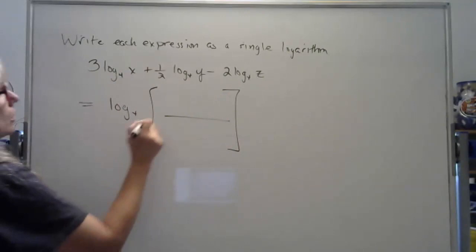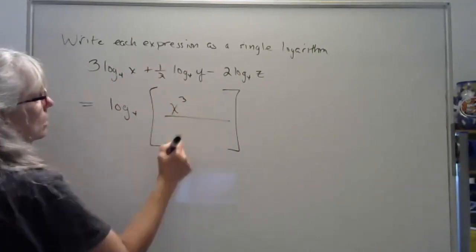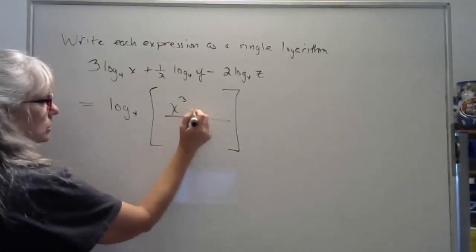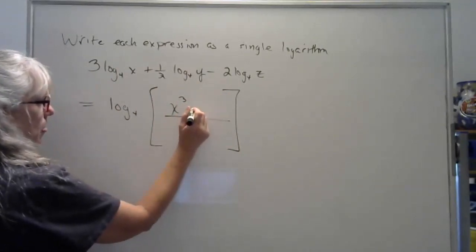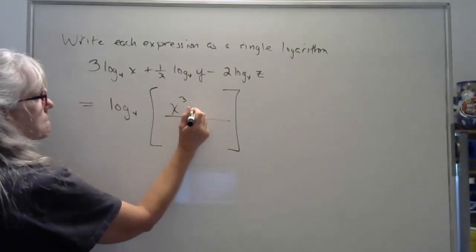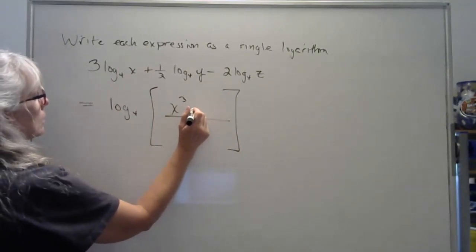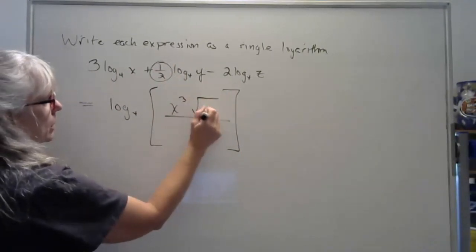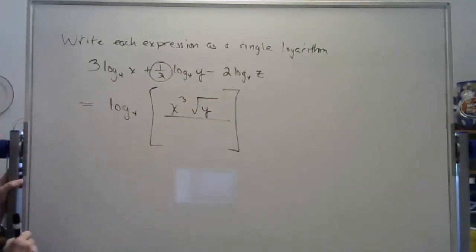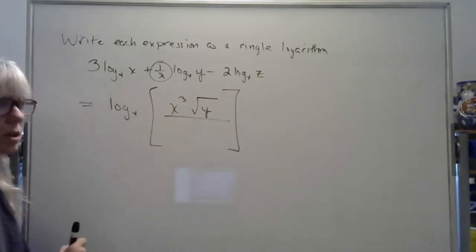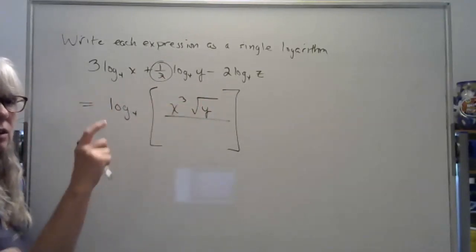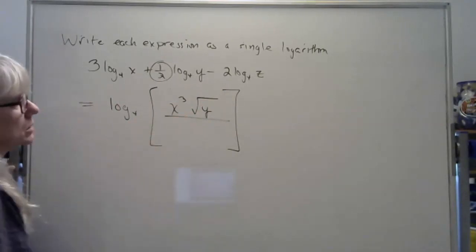X to the 3rd power. Yep, x to the 3rd. Okay, what about the 1/2 log base 4 of y? That's going to translate into... Fractional exponents are radicals, so that would be the square root of y. If that had been a 1/3, I would have a cubed root. If it had been a 1/4, I would have had a 4th root. So again, fractional exponents are always radicals.